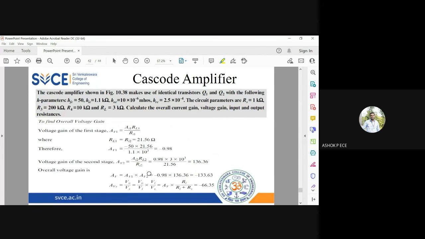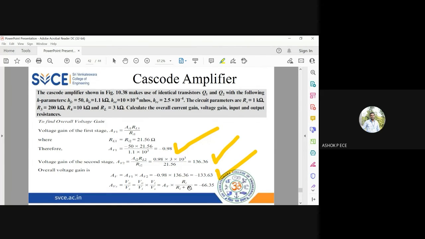Okay. Voltage gain for the first stage, you find AV1 equal to AI1 into RL1 by RI1. So you get minus 0.98. For second stage, you get AV2 equal to AI2 into RL2 by RI2. So it is 136.36. The effective voltage gain is multiply both. 136.36 into minus 0.98. So you get minus 133.63.